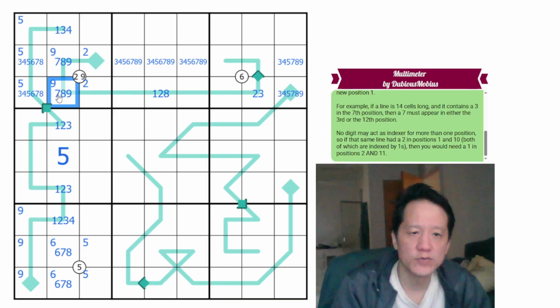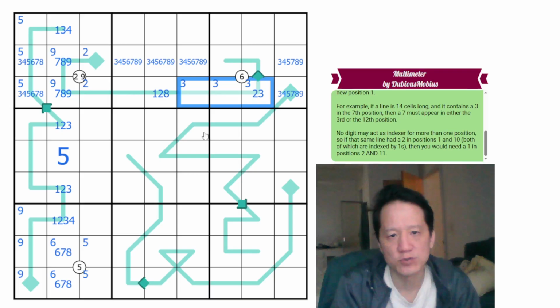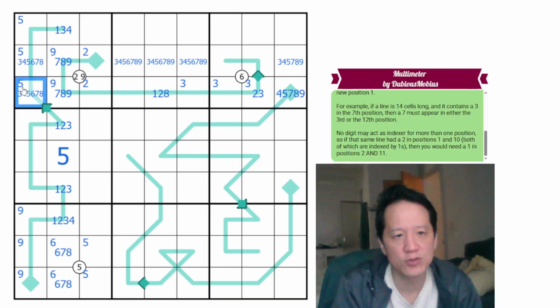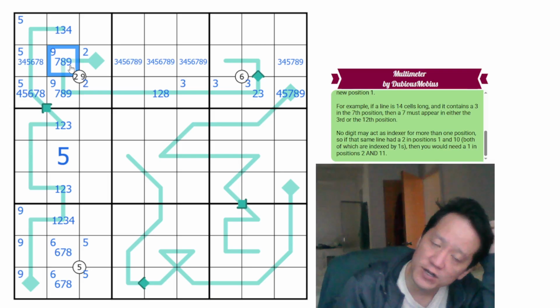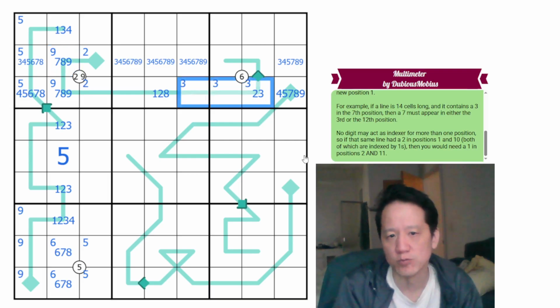Right? So this is indexing the third position, which means the third digit, 3, must be in either the 7th, the 8th, or ninth position. So one of these is 3. And we know this cannot be 3 here. This can't be 3 here. And we also know that 7, 8, or 9 is indexing the second position. So therefore the 2 also has to be one of these 3.